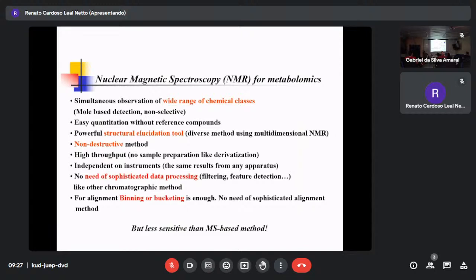Simultaneous observation of a wide range of chemical classes. This is the difference. Wide range of chemicals is from mass, but chemical classes is from NMR. And easy quantitation without reference compound. Why? Now, since 2000, I also say about that one. Have you heard about qNMR? Quantitative NMR. Quantitative NMR is nothing to do with the hardware. It's something with the concept difference.